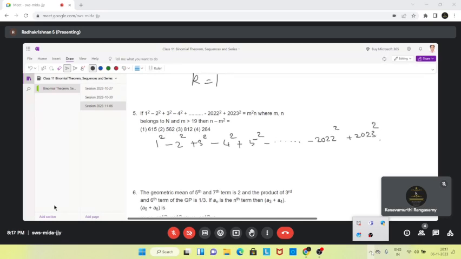So the challenge is how to do this sum, because we know the sum of 1 square plus 2 square plus 3 square, 1 plus 2 plus 3 and all that. But here there is one negative and one positive and so on. So how can we do that? Actually there are two ways of doing it. The first way, which is a very obvious way, is you write this as 1 square minus 2 square plus 2 times 2 square.